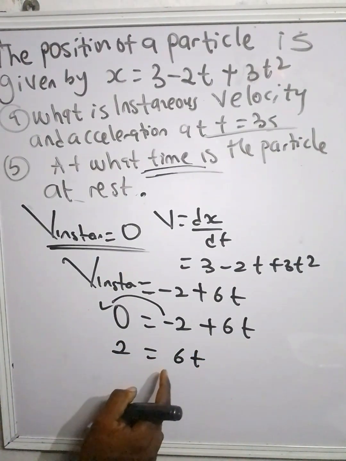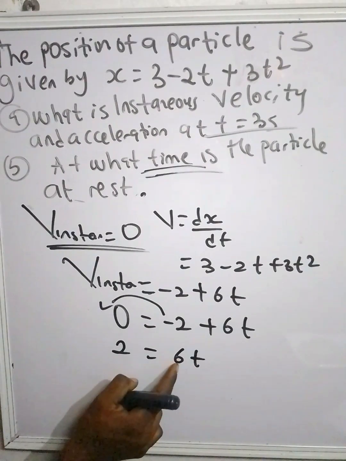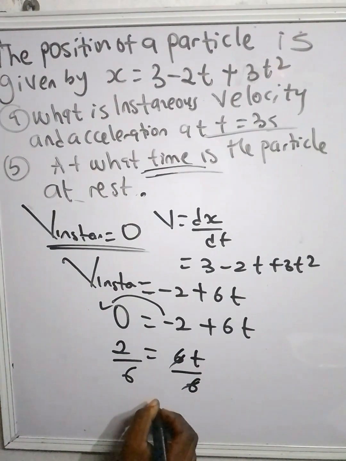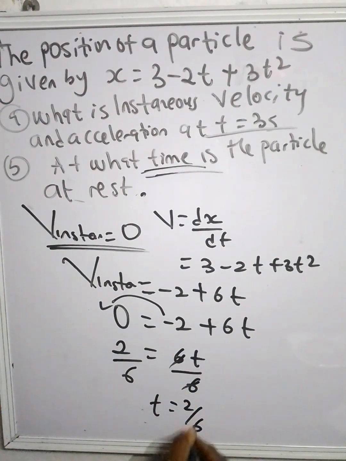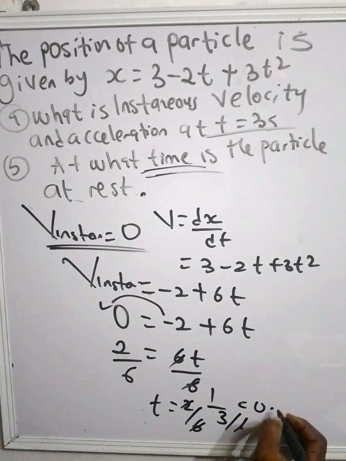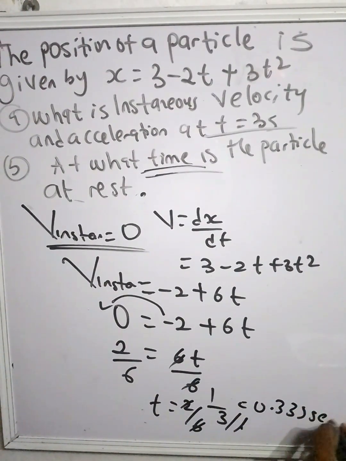Now what is stopping my t? That's 6. That means I need to divide both sides by 6, over 6 and over 6, right? So I will have t equals 2 over 6. 2 divided by 2 is 1, 6 divided by 2 is 3. That's 1 over 3, or 0.333 seconds. So this is our last.